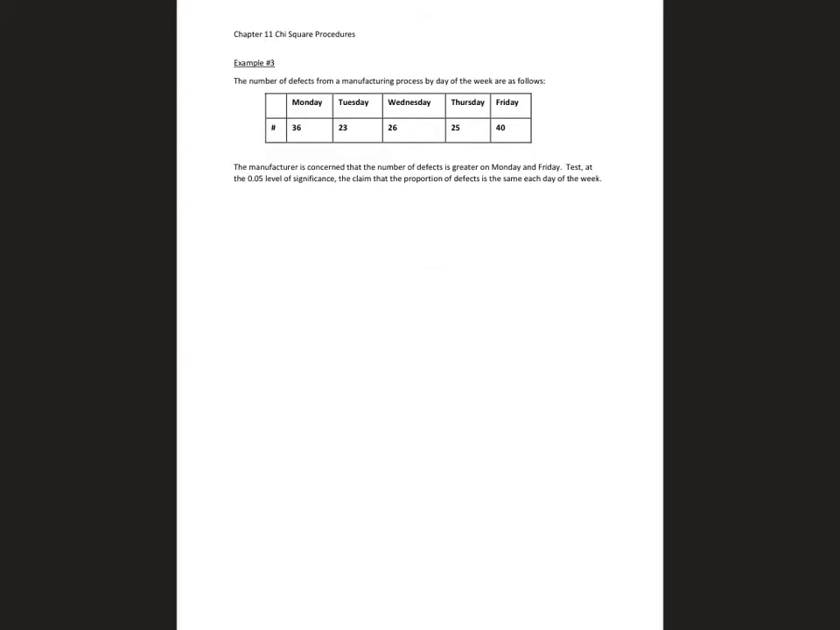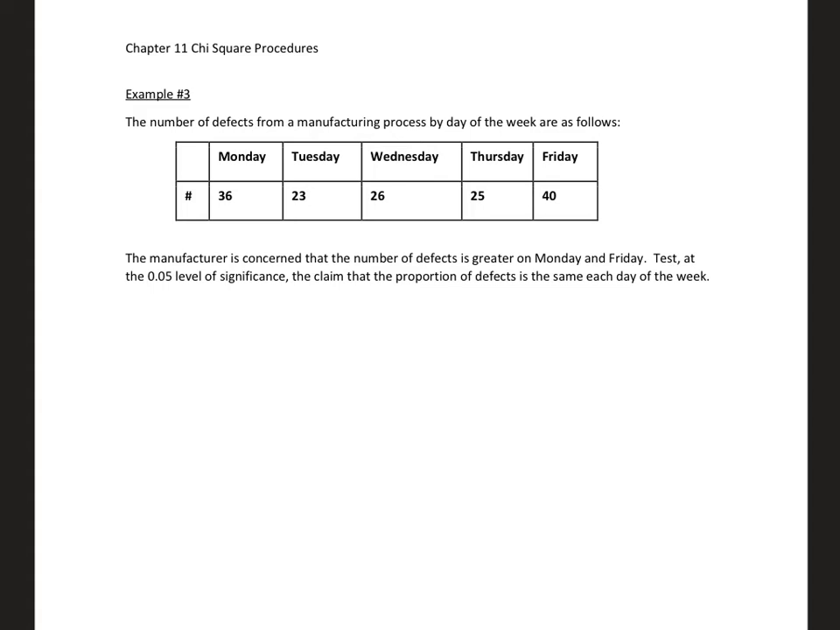All right, now we're going to go back and take a look at example 3. This time we're going to carry out another full-blown PHANTOMS problem, but remember, because this is a chi-square procedure, we do not have a parameter of interest, so technically we're going to follow PHANTOMS. Example number 3 says the number of defects from a manufacturing process by day of the week are as follows. Monday had 36, Tuesday 23, Wednesday 26, Thursday 25, and Friday 40. The manufacturer is concerned that the number of defects is greater on Monday and Friday. Test at the 5% level of significance to claim that the proportion of defects is the same each day of the week.